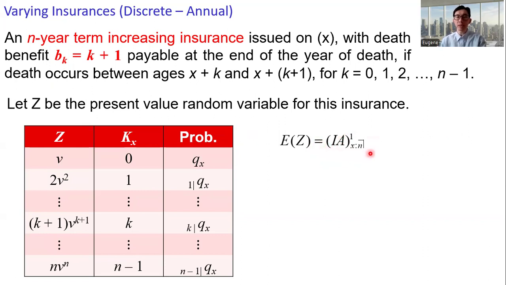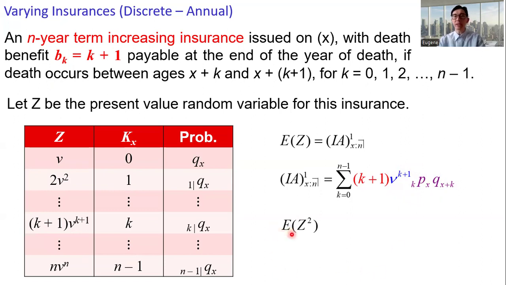By definition, the expected value is the summation of a product of 3 terms. K plus 1 is the death benefit amount. And then nu to the power K plus 1, this is the present value factor. And then multiply by the last term, this is the probability of death within this year.